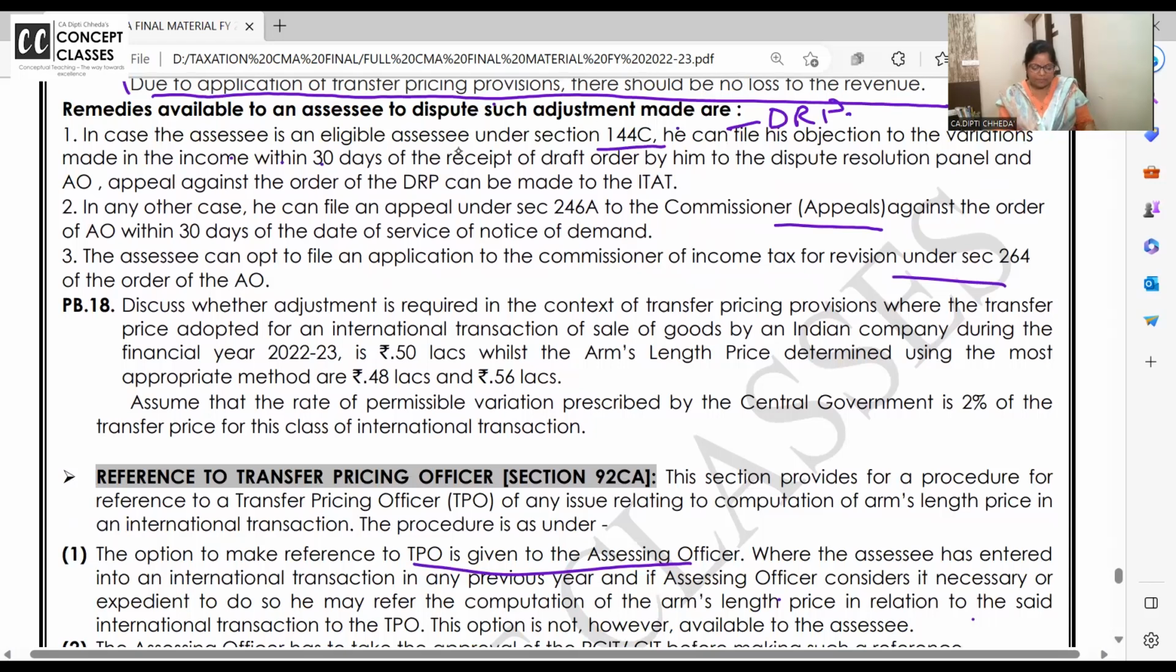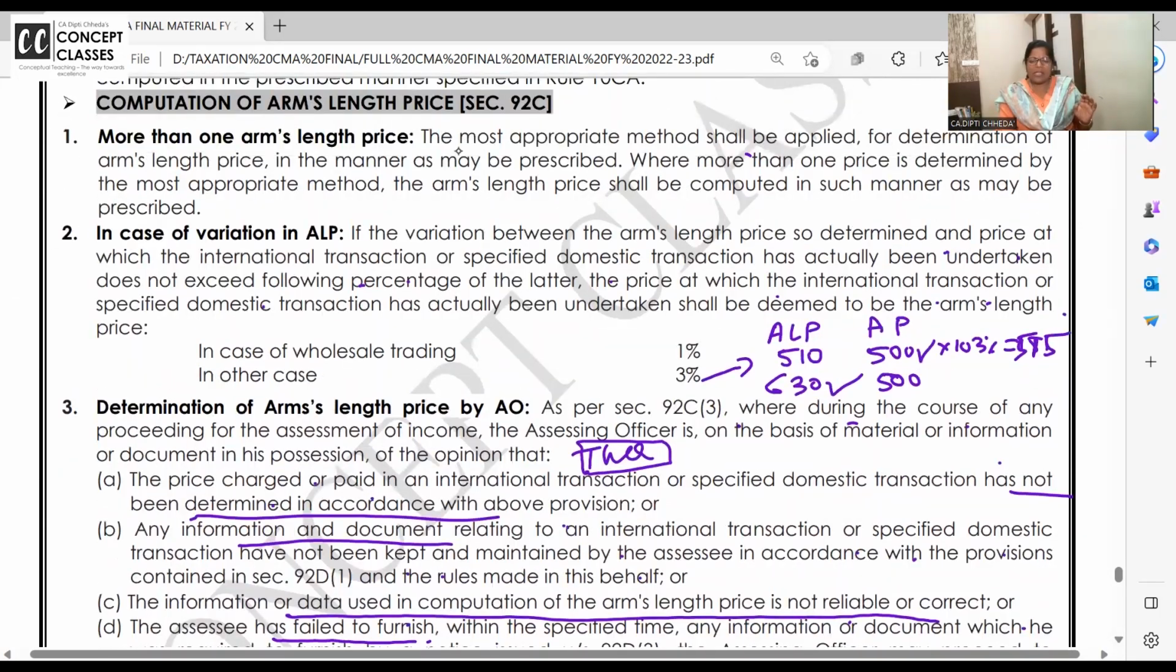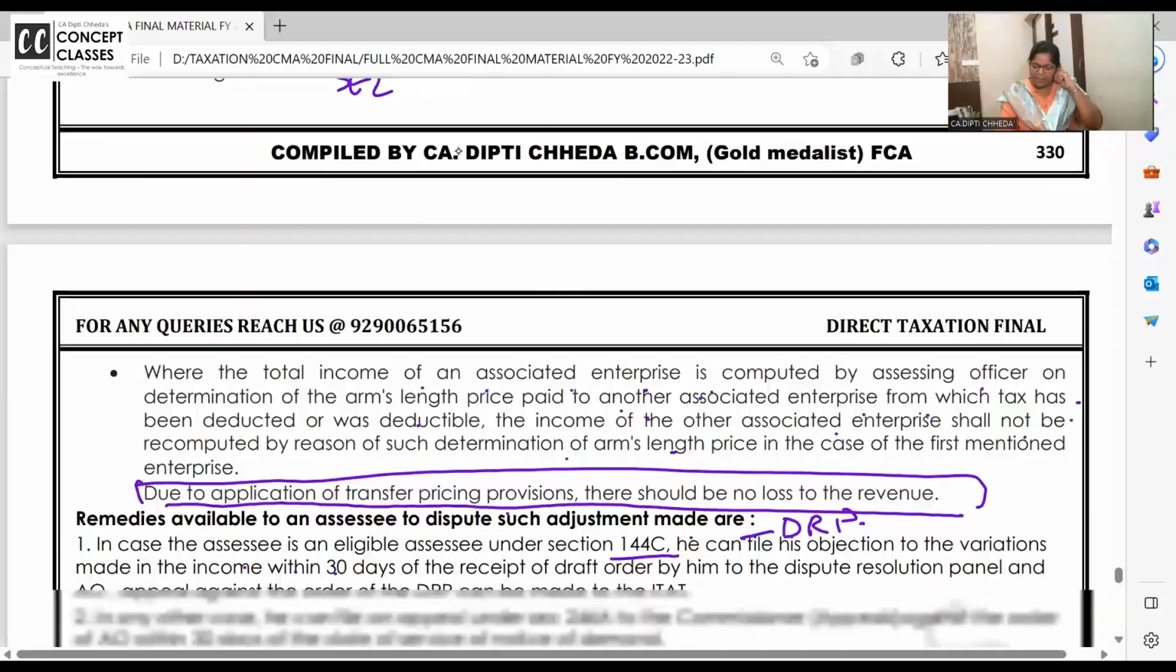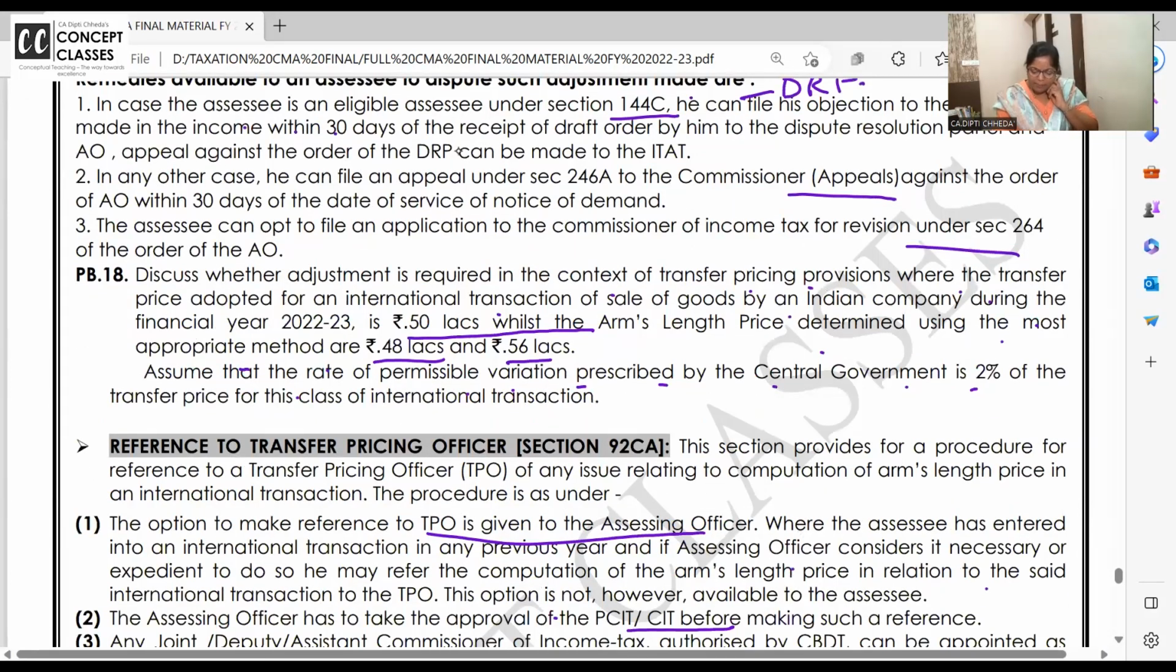Right now, 18th question. Discuss whether adjustment is required in transfer pricing where transfer pricing adopted on the sale of goods during the year is 50 lakhs, while the arm's length price most appropriate is 48 and 50 lakhs. इसको notebook में करेंगे. Assuming the rate of permissible variation prescribed is, see, generally permissible variation, ma'am, just now you said permissible variation कितना allowed है? हाँ, 3%, और बाकी के केस में 1%, बट यहाँ पे they have allowed how much? अरे किधर क्या? या how much they have applied? 2%. तो 2% है तो छोड़ दो, otherwise take it.